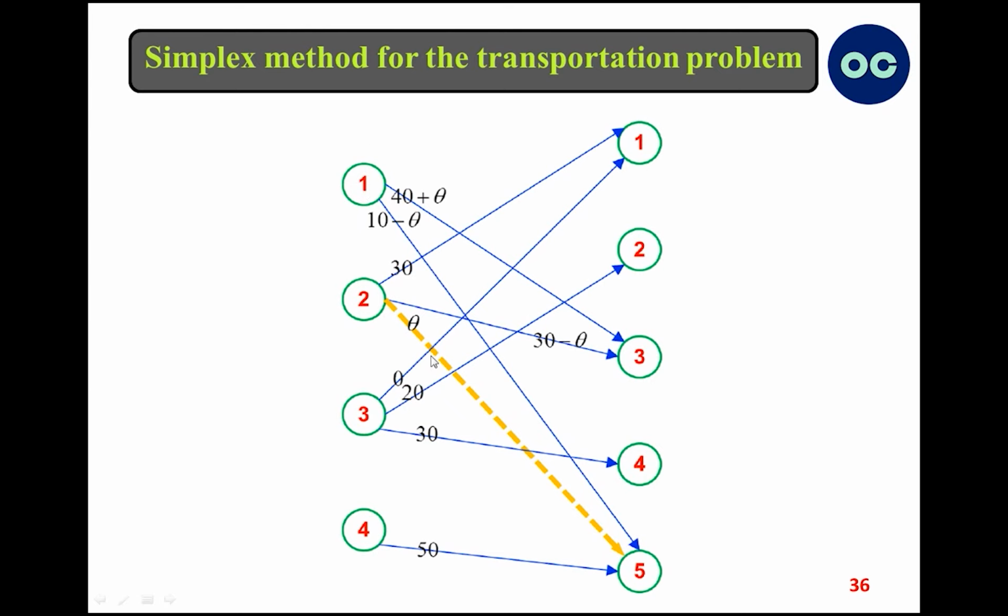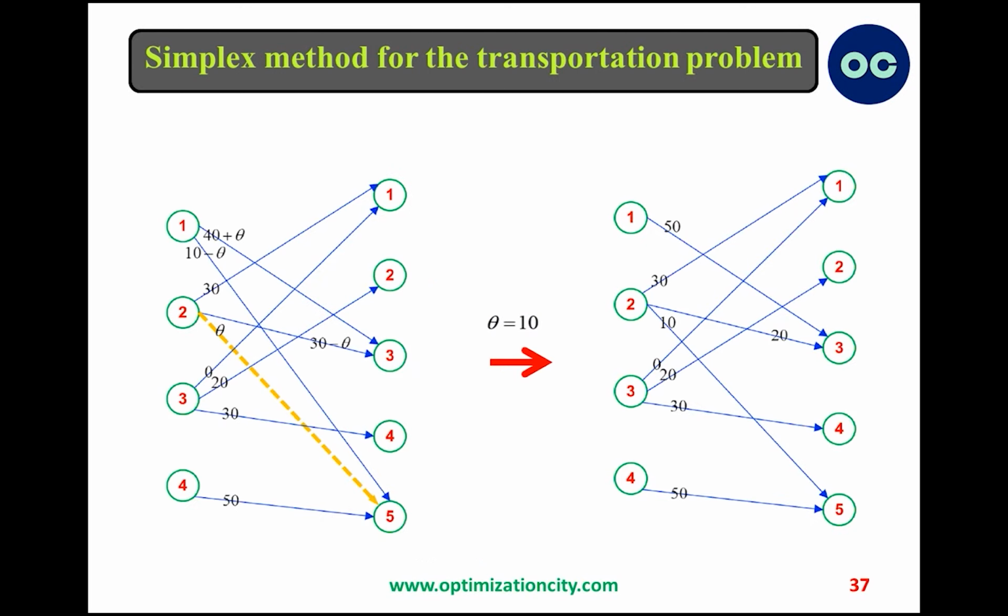By increasing the value of theta to 10, we remove the variable x15 from the basic variables, making it the output basic variable. As a result, the updated basic variables are as follows. So if we set theta equal to 10, we have this new basic solution. And we continue the process.